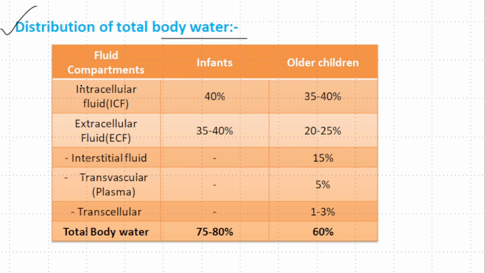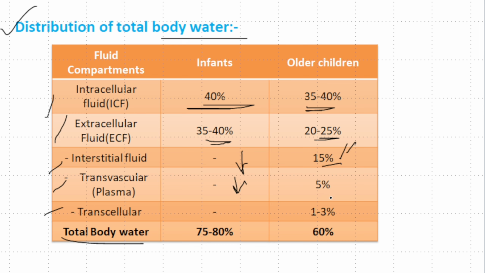The fluid components are intracellular fluid, extracellular fluid, interstitial fluid, transvascular fluid and transcellular fluid, and total body water. In the intracellular fluid, it is about 40% in infants and about 35 to 40% in older children. In the extracellular fluid, it is about 20 to 25% in infants and in older children. In the interstitial fluid, there is less in infants, and in older children it is about 15%.